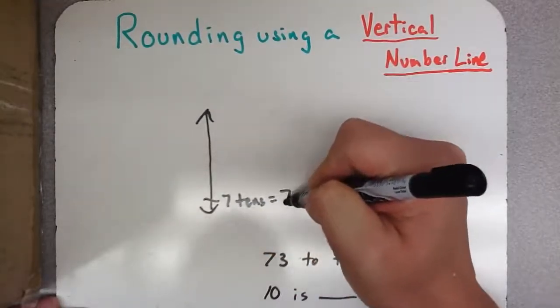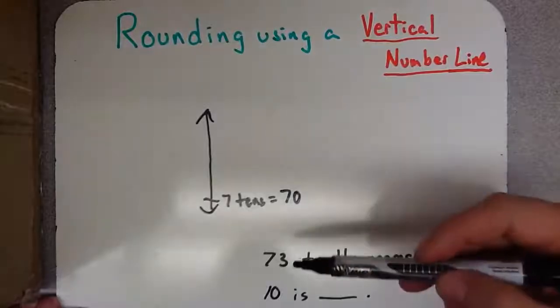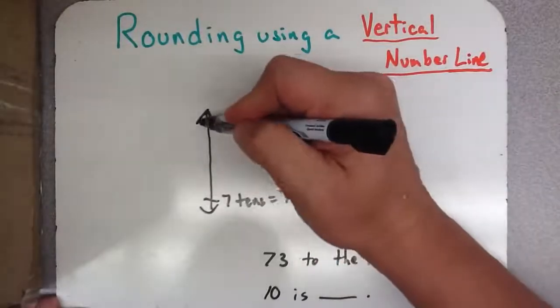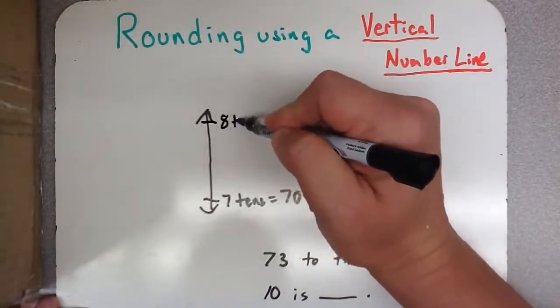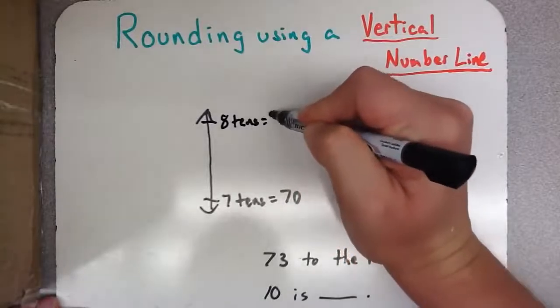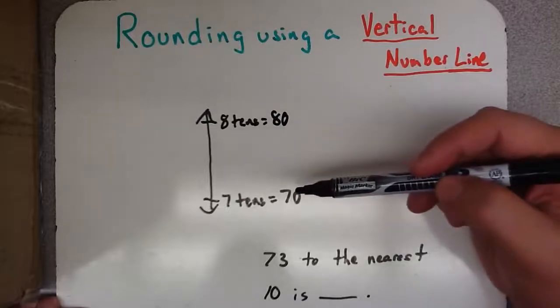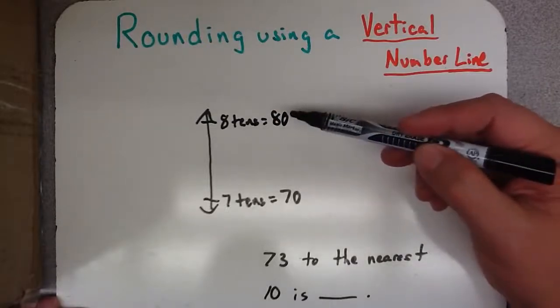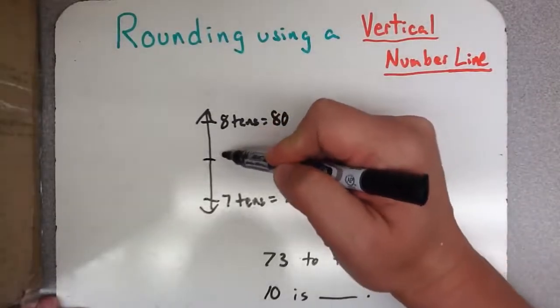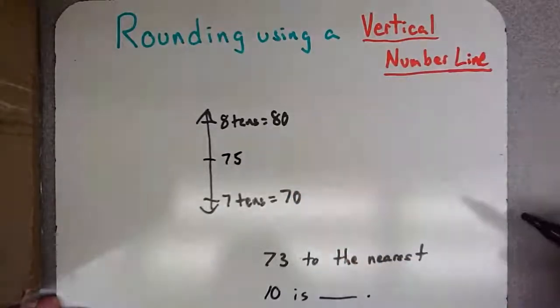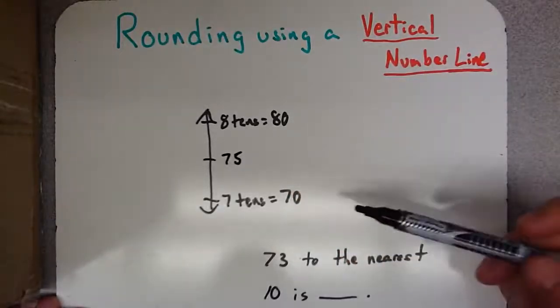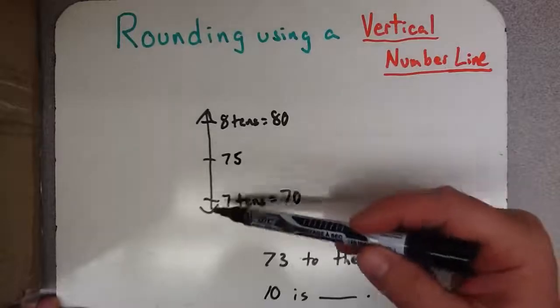And that is equal to 70. Now I ask myself, what is one more 10? Well, that would be 8 tens, and that is 80. Okay, the next step is what is halfway between 70 and 80? That is 75. Okay, now all I need to do is plot 73 on my number line.